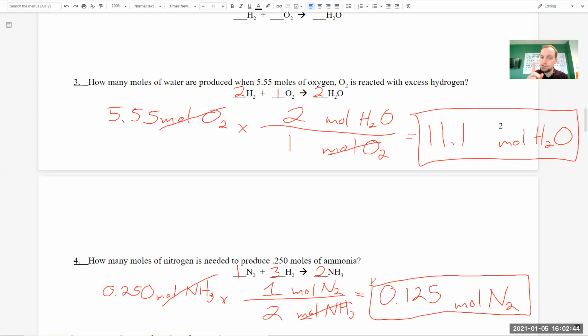And again, just to refresh your memory, the reason we do this is because the only way we can compare hydrogen to water or ammonia to nitrogen is if we have the same number of atoms. Therefore, we have to go through moles because remember, moles represent a quantity of atoms.